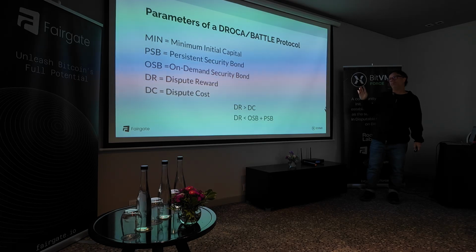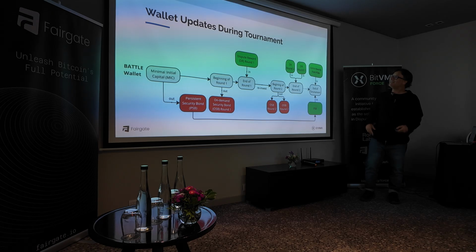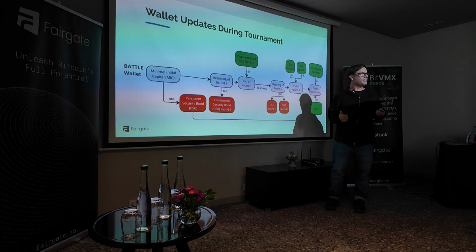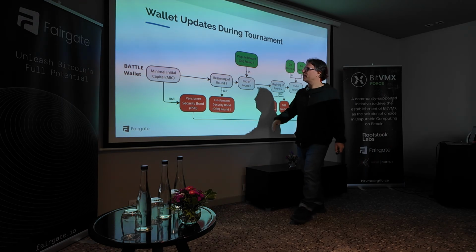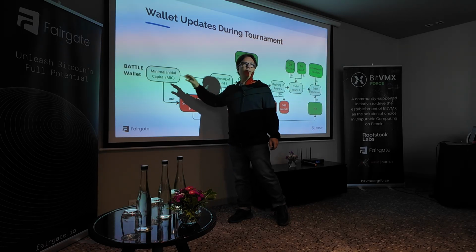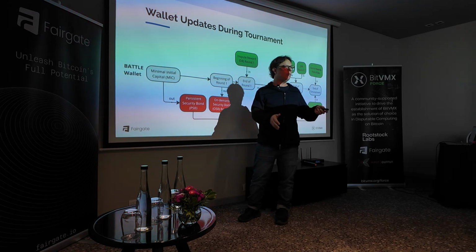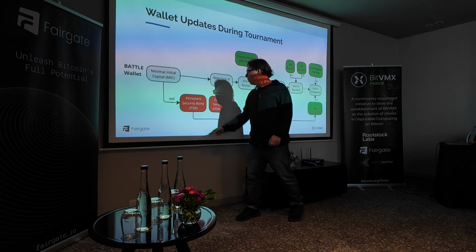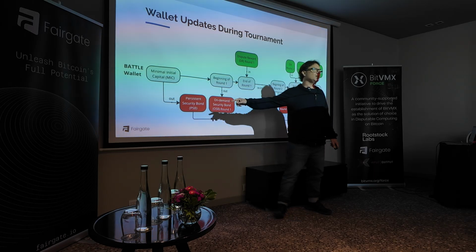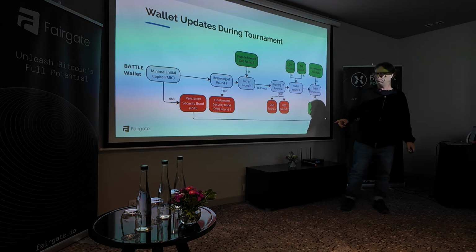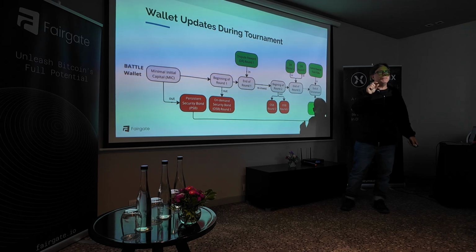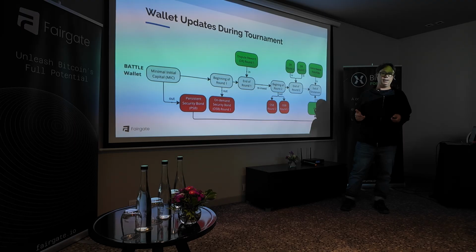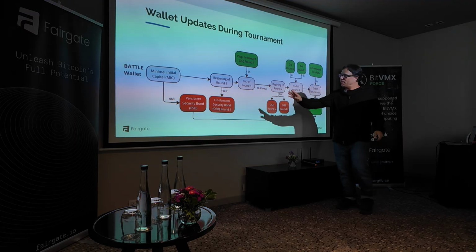So I'm going to skip these. These are the math behind it because we don't have much time. But essentially, what happens with your wallet, let's say you are an operator, is that you start with this amount of minimal initial capital, which is a single one, a number of security bonds that we will see. Generally you put a minimum persistent security bond, like all the bridges require at least some amount of persistent security bond to allow you to reimburse fees, but maybe you don't need that.